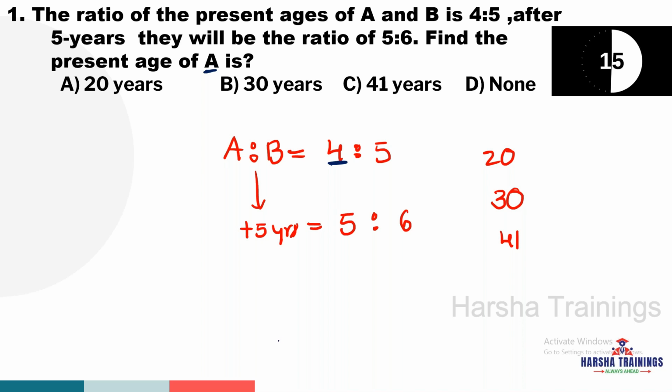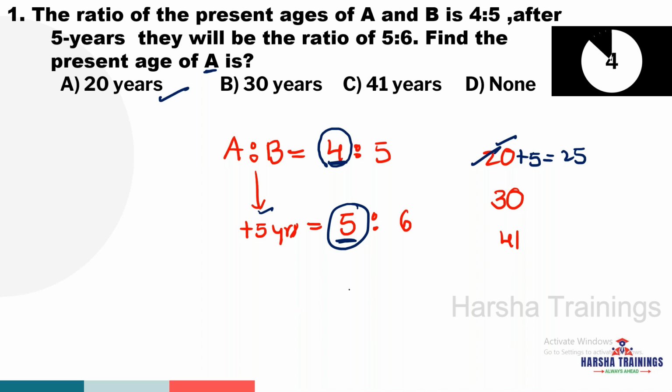Present A is how many parts here? 4 parts. After 5 years, A is how many parts here? 5 parts. Go through option verification. What is the first option here? 20. Is 20 a multiple of 4 or not, guys? Yes, 20 is a multiple of 4 because 4 5s are 20. After 5 years, after means plus, 20 plus 5, 25. So 25 is a multiple of 5. Yes, 5 5s are 25. That's why the first option is the right answer. Option A is the right answer.